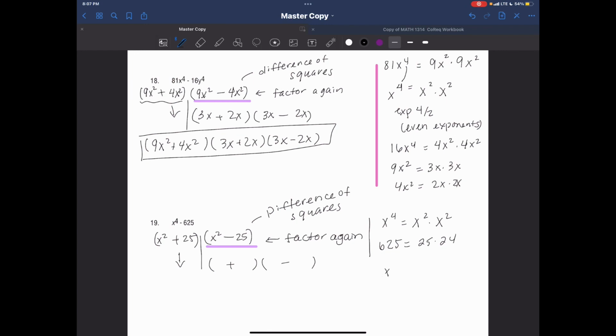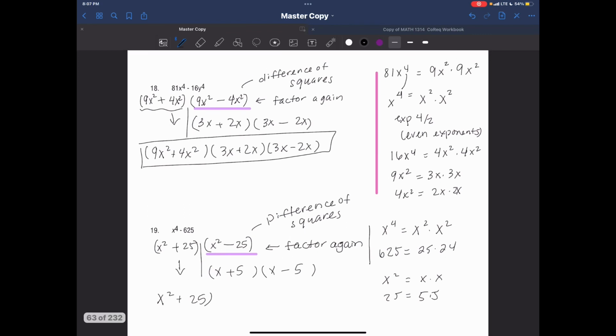So we're expanding this. x squared is equal to x times x. 25 is equal to 5 times 5. x, and then our 5s. So our final answer is x squared plus 25, x plus 5, x minus 5.